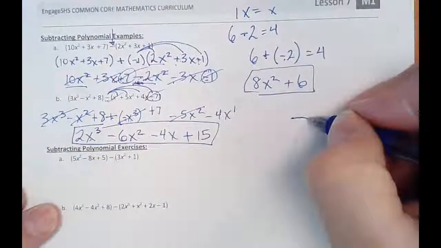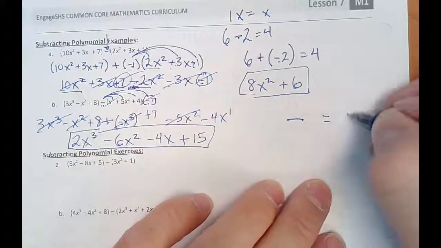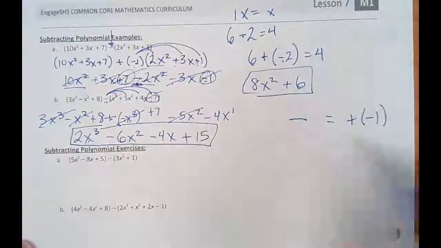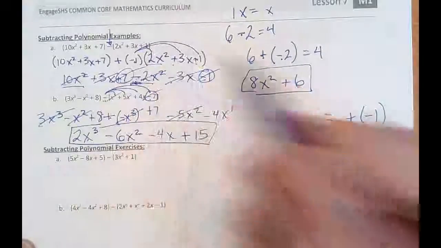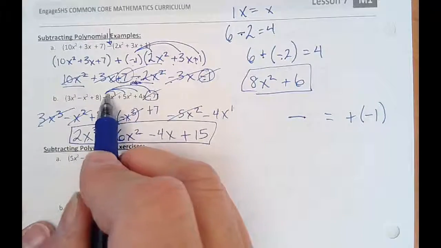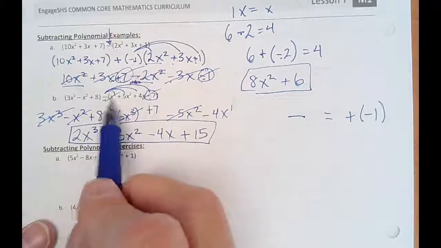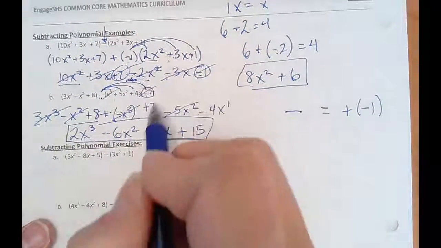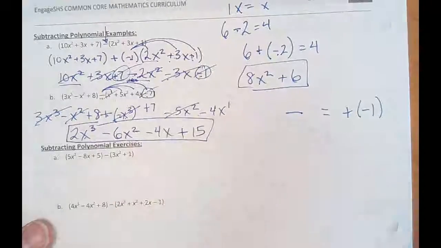So you can either write a negative as plus negative 1. That's okay. And then you can distribute. Or you can just take the negative and distribute. And things that were positive become negative, become negative, become negative. Things that are negative become positive.